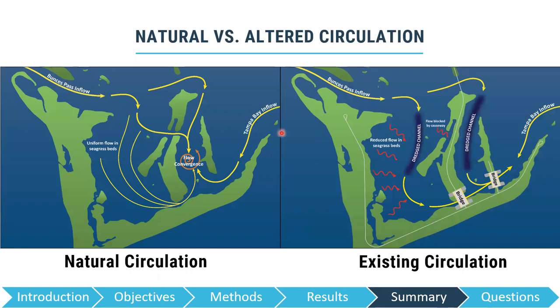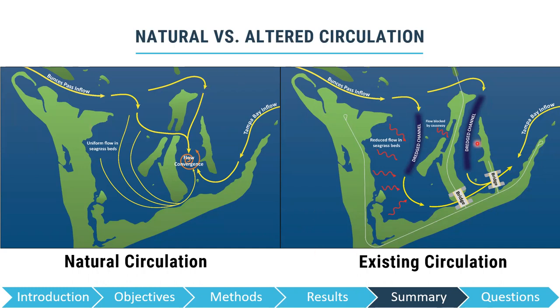Okay, so this is the summary here, just to tie everything together. One of the major questions that we set out to answer here is how exactly the circulation patterns at Fort DeSoto have been affected by all of these engineering activities that have taken place. And this slide here is essentially a conceptual model that summarizes exactly what happened.